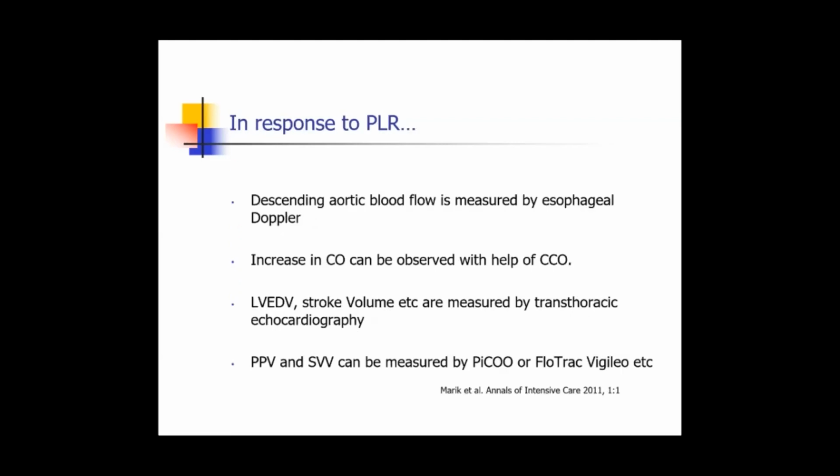But in response to PLR, the descending aortic blood flow is measured by esophageal Doppler. The increase in cardiac output can be observed with the help of a continuous cardiac output dedicated monitor. That eliminates the subjective element of measuring the Doppler and all that. The end diastolic volume, the stroke volume, etc. are measured by transthoracic echo, if we want that. Pulse pressure variation and stroke volume variation can be measured using a PiCCO or FloTrac Vigileo dedicated monitor. So how many indices you can get by a simple test?